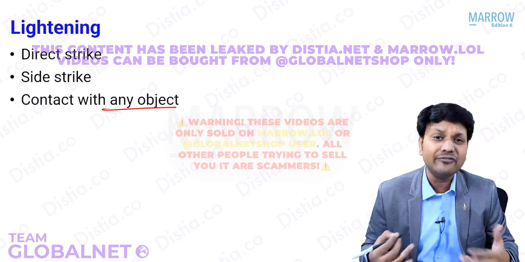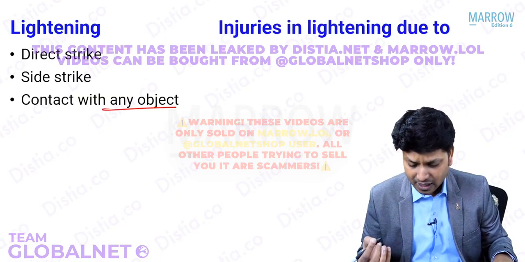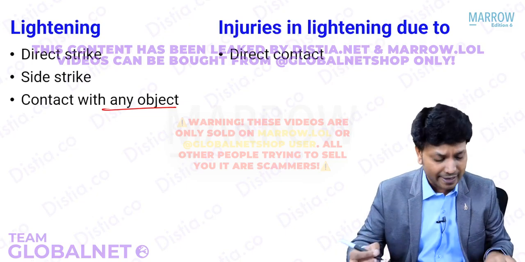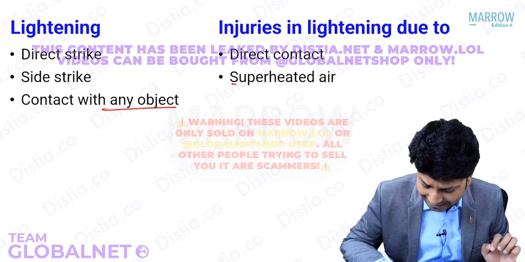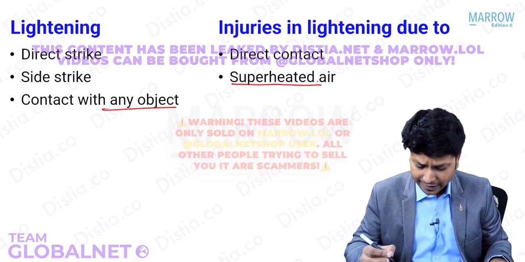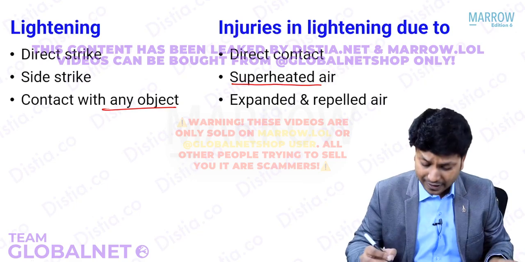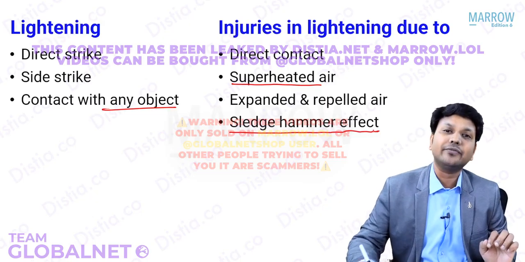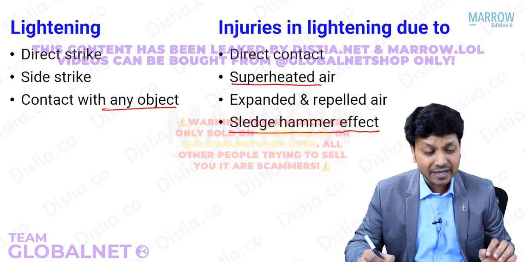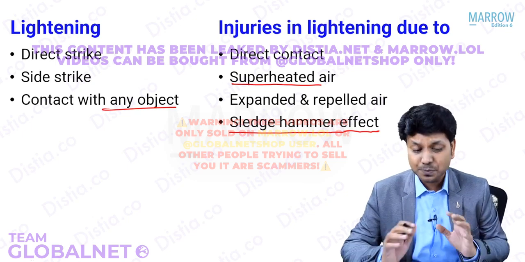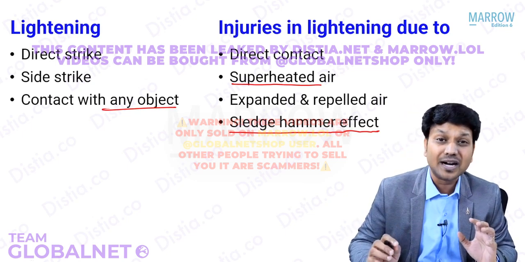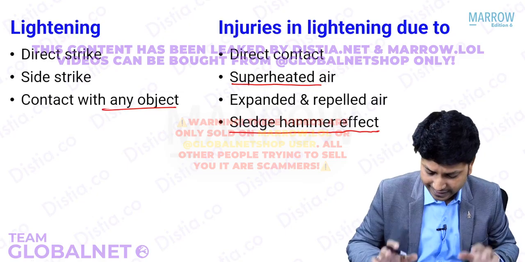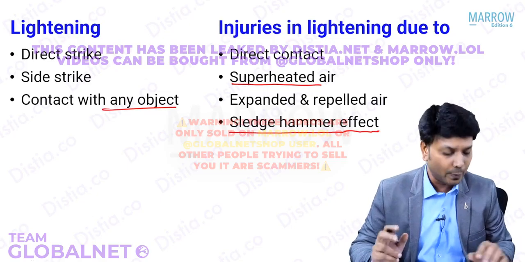But because of this, what are the effects? The injuries in lightning are basically due to direct contact. When it is directly hitting, the person can get injury. Or it is due to the superheated air that comes along with the lightning strike, or the expanded and rippled air, which is called the sledgehammer effect. Sledgehammer effect is basically the blow of the compressed air that is pushed before the current. All these things can cause damage and injuries to the victim.